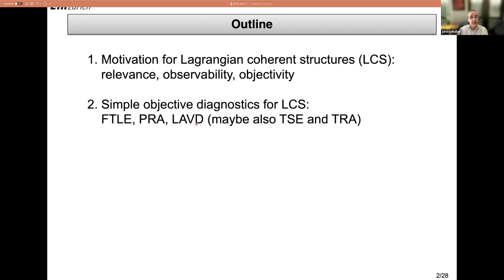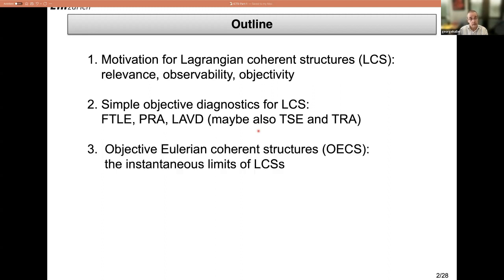For sure, I'll be talking about three, and if I have some time in the end, I'll be talking about some more recent ones that are applicable to single trajectories, and they don't require multiple trajectories. And in the end, I also want to talk about objective Eulerian coherent structures, which are a somewhat recent development. They are instantaneous limits of Lagrangian coherent structures. So basically, the idea is, if you believe that Lagrangian coherent structures are the right thing to study, but you would also like to understand them in a more instantaneous sense rather than over a period of time, then you can certainly take that limit and you enjoy the benefits of observability and objectivity, but you will no longer be tied to a particular time scale.